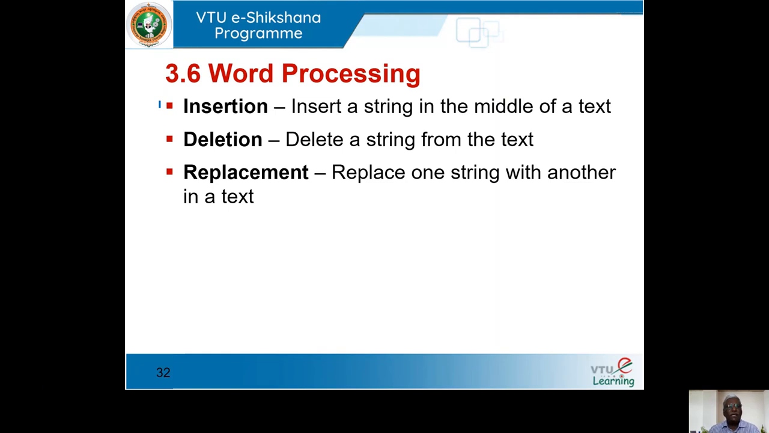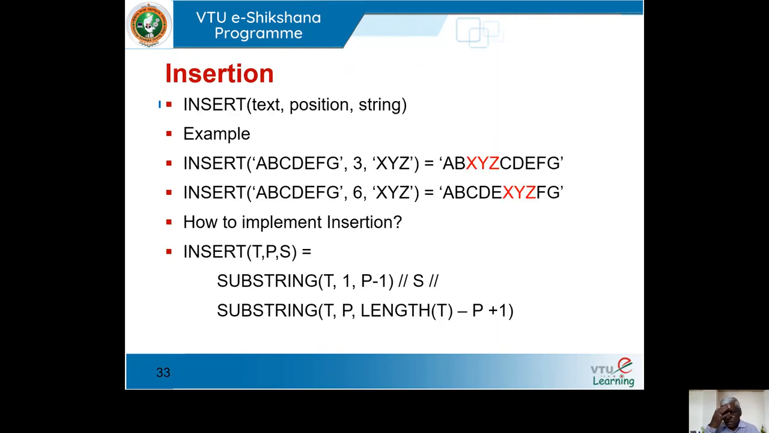So how do we understand these things? We will just start with insertion. So insertion is nothing but a given text, the position where it should be inserted, and what string needs to be inserted. For instance, supposing I have A, B, C, D, E, F, G as the given text and I want to insert at the third place. So this is 1, this is 2, this is 3. Okay, third position. So this new string should come and sit starting from third.